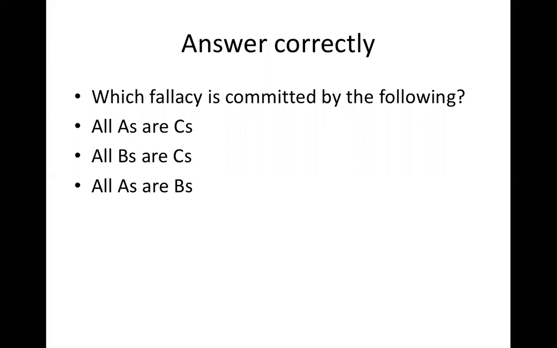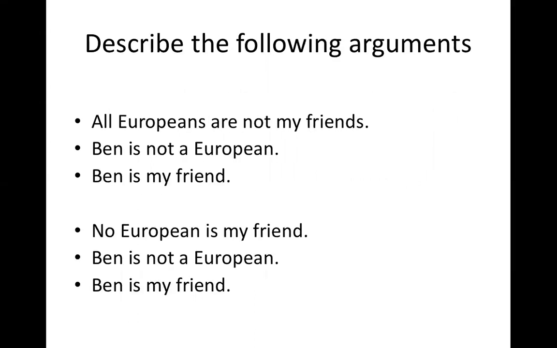Answer correctly. Which fallacy is committed by the following? All A's are C's, all B's are C's, therefore all A's are B's. What do you call this kind of fallacy? Sir, please come again. What is the name for this kind of fallacy? The fallacy of hypothetical syllogism. Yes. So that's the fallacy of hypothetical syllogism.